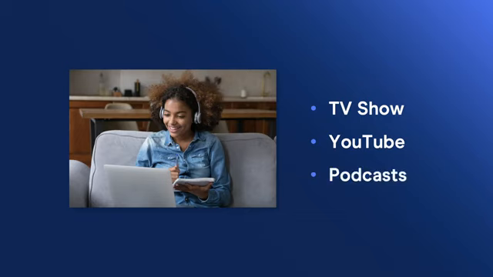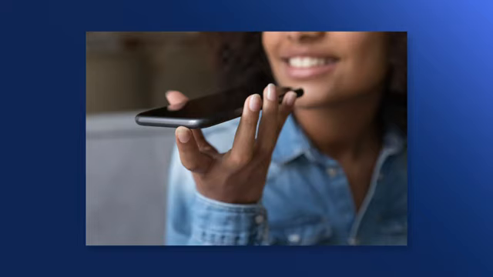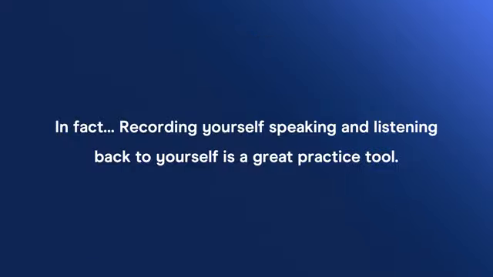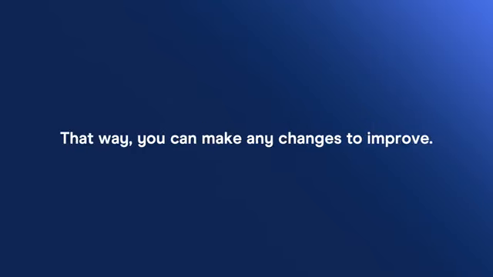So, how can you practice connected speech? When you listen, try to copy what you hear. Listen to some speech from a native speaker, like from a TV show, YouTube, podcast, or any recording, then mimic what you hear. Record yourself and see how close your speech sounds to what you heard. In fact, recording yourself speaking and listening back to yourself is a great practice tool on its own. That way, you can make any changes you need to improve further.